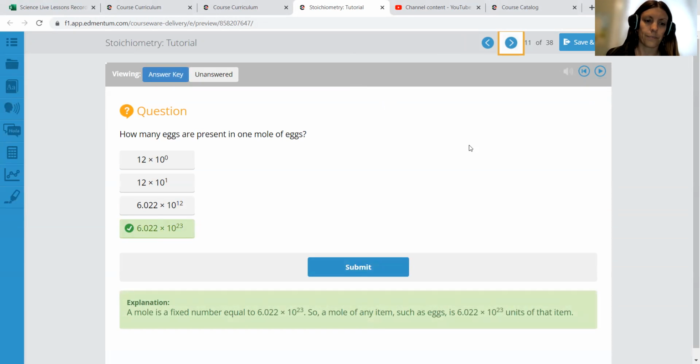And question. All right, so how many eggs are present in 1 mole of eggs? And here's how you see it. I will answer this one though. It's 6.022 times 10 to the 23rd power.